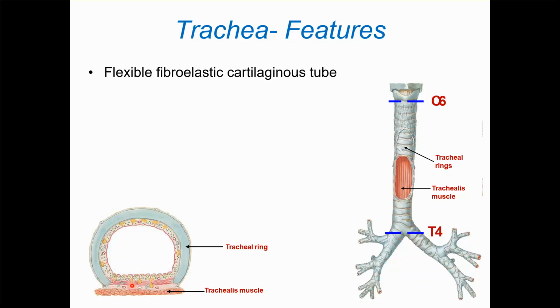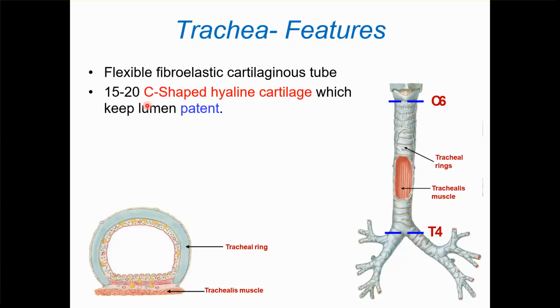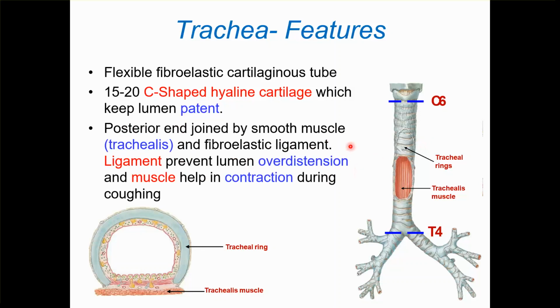by the trachealis muscle. Here you can see that it's cut, showing how the trachealis muscle is present posteriorly, in close relation with the esophagus. The trachea is a flexible fibroelastic cartilaginous tube made up of 15 to 20 C-shaped hyaline cartilages. The reason we have hyaline cartilage is to keep the lumen patent so that it does not collapse, and we have air entering regularly into the lungs.